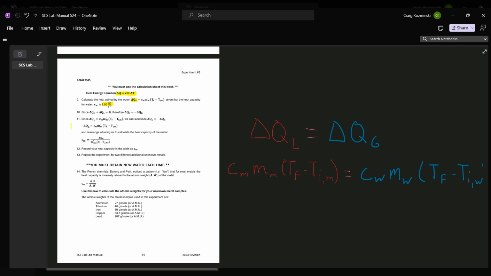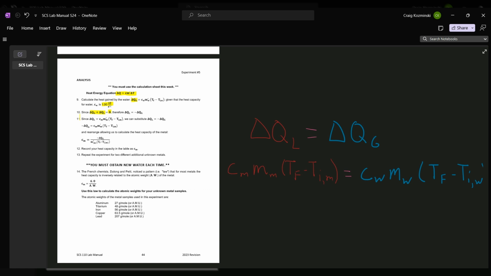Now, when a substance is at equilibrium, we can say with confidence that the sum of the heat gained and the heat lost should be equal to 0. Now, there's a big assumption here, and the assumption that we're making for this calculation is that all of the heat energy lost by the metal is going to be gained by the water.